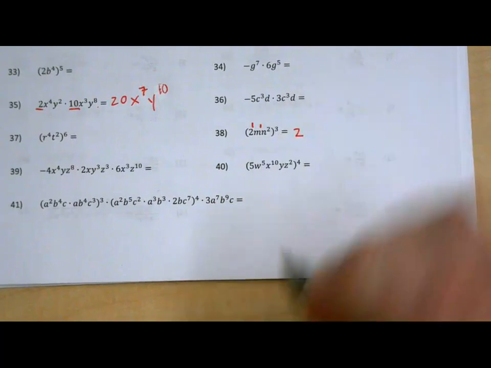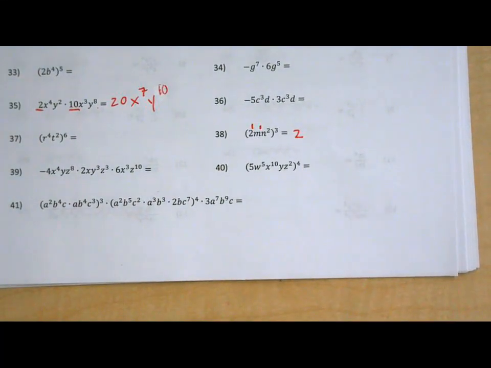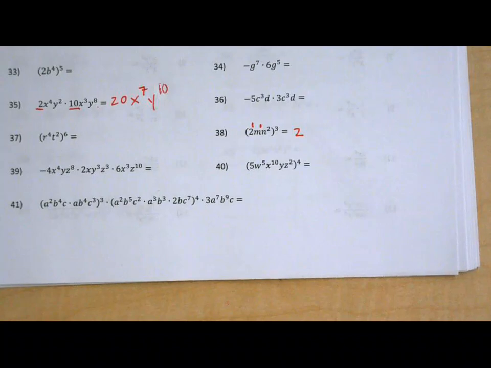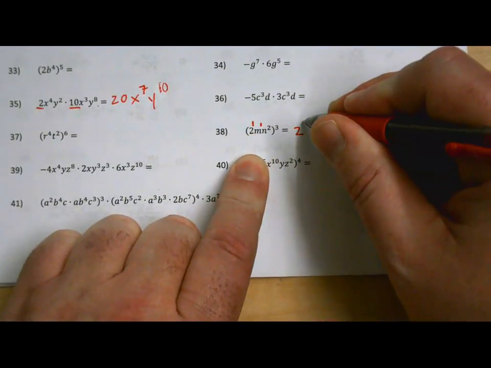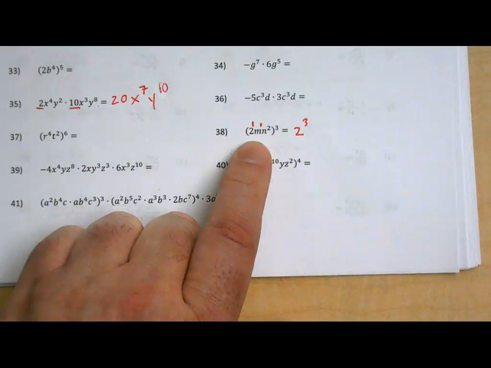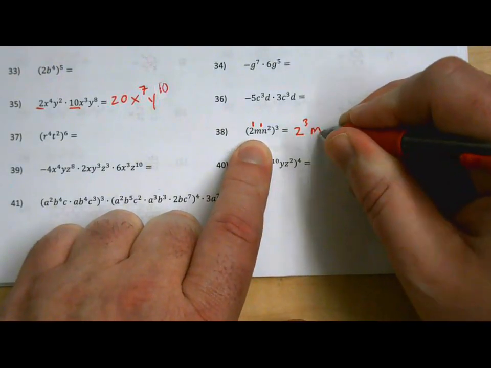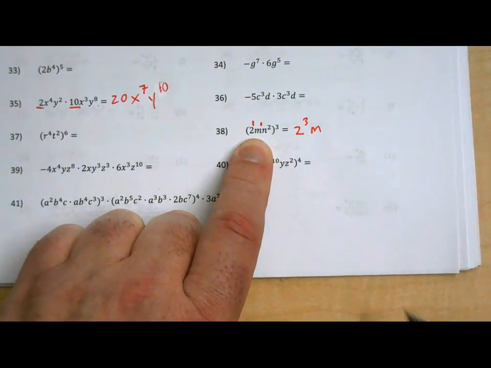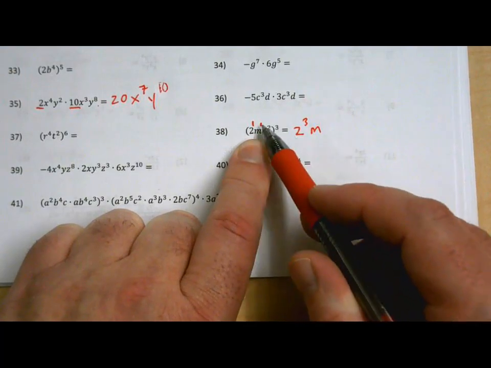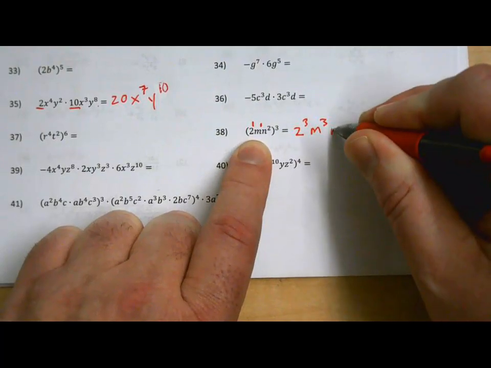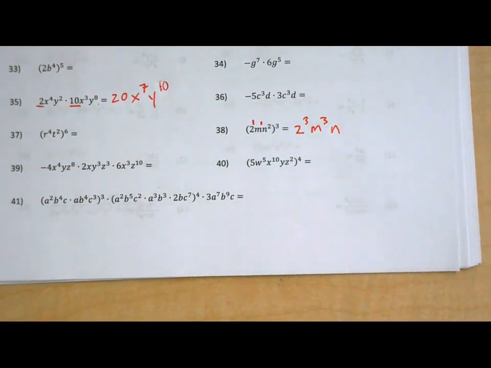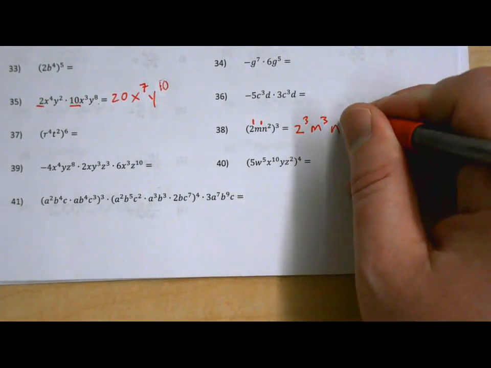That 2 does not get multiplied by anything. That 2 stays. It's the exponent on the 2 that gets multiplied. The exponent is 1. 1 times 3 is 3. And then we've got our m. M has an exponent of 1. Again, multiply it times the 3. 1 times 3 is 3. And then we've got our n. Multiply the exponents. 2 times 6... 2 times 3 is 6.